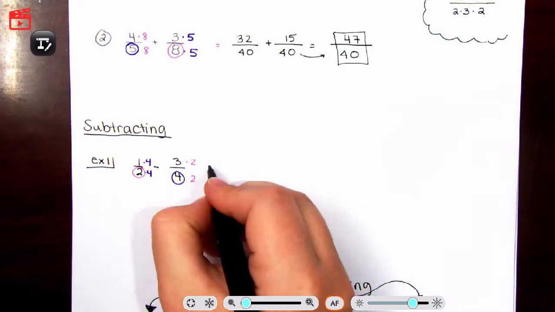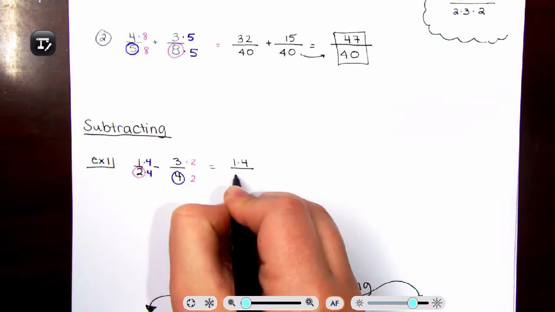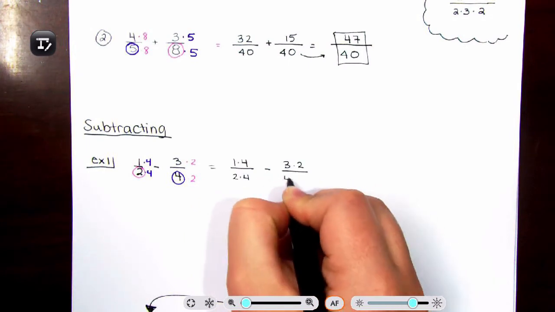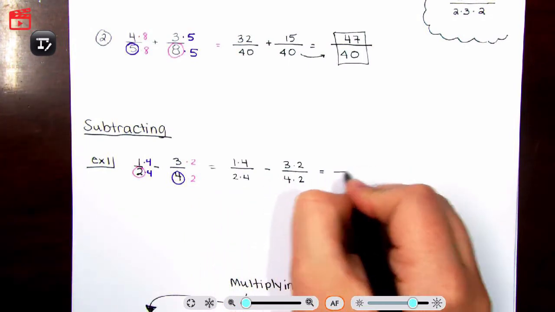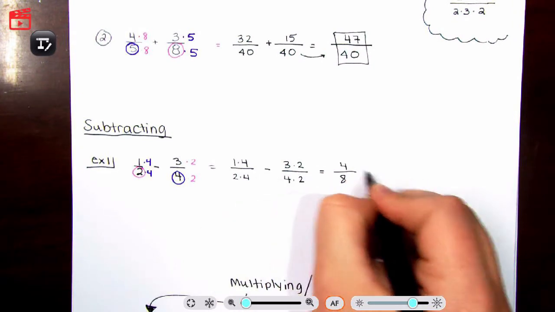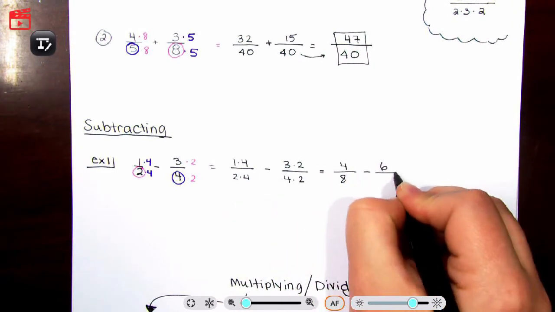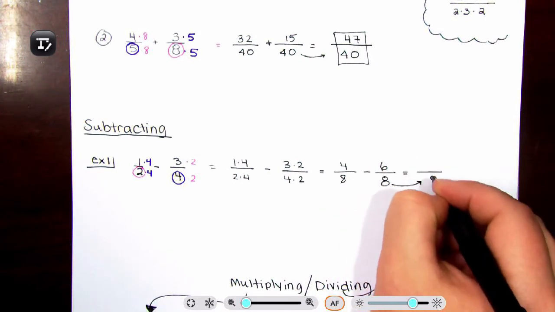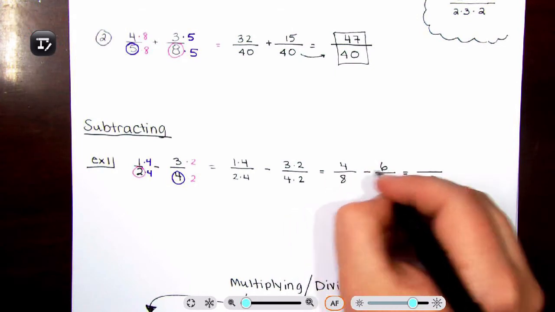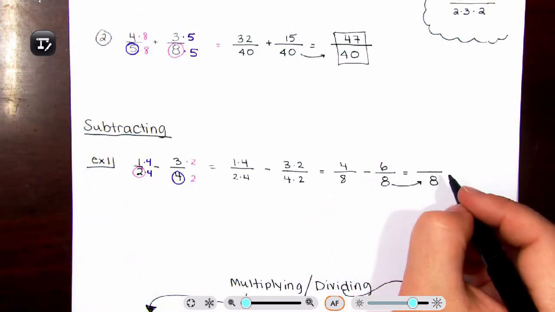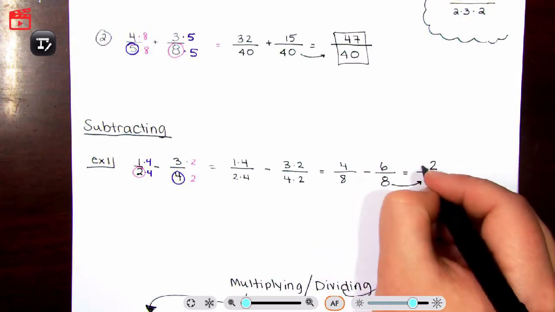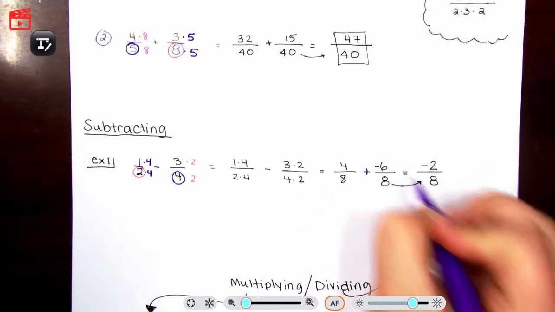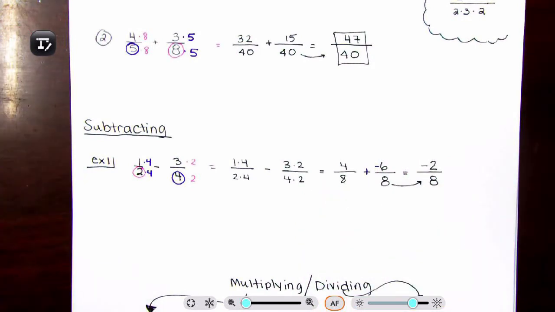So that gives us 4 times 1 divided by 2 times 4 minus 3 times 2 divided by 4 times 2. Now 4 times 2 is 8, 4 times 1 is 4, minus 3 times 2 is 6, 4 times 2 is 8. So again, we're just going to carry over our denominator. 4 minus 6 is negative 2. If you're subtracting, you can always change this into a plus negative. You can do it that way if it helps you.